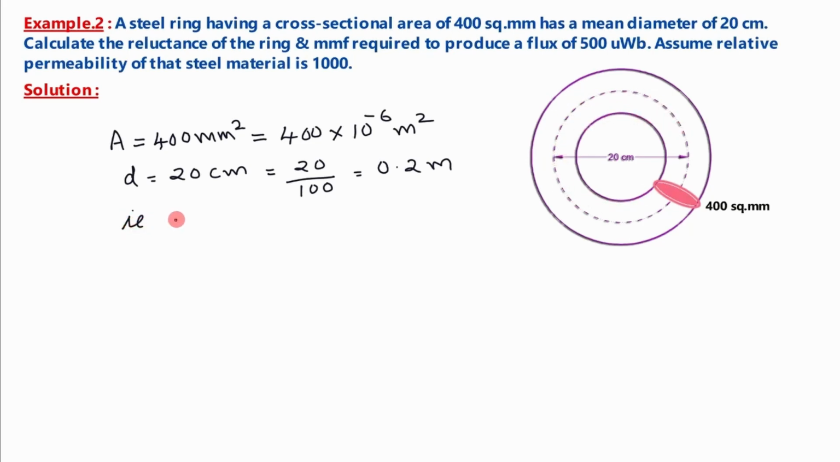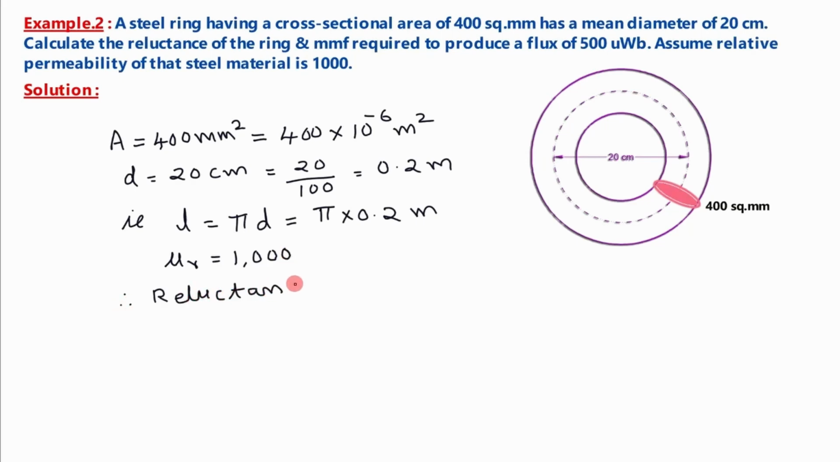Now the length of the circular path becomes the circumference of the ring. That is, mean length of the ring L is equal to circumference of the ring, that is pi into D, which is pi into 0.2 meter. Here relative permeability of the steel material is given as 1000, that is mu r is 1000. Therefore, reluctance of the ring S is equal to L by mu 0 mu r into A. Here L is the mean length of the ring, mu 0 is the permeability of free space, mu r is relative permeability of that steel material, which is 1000, and A is the area of cross section.